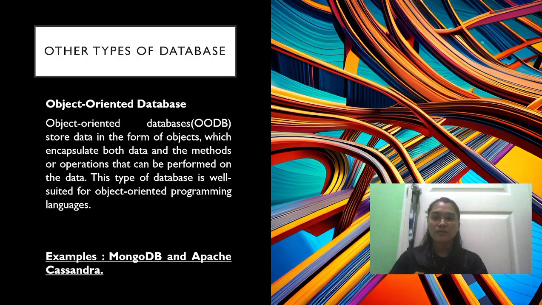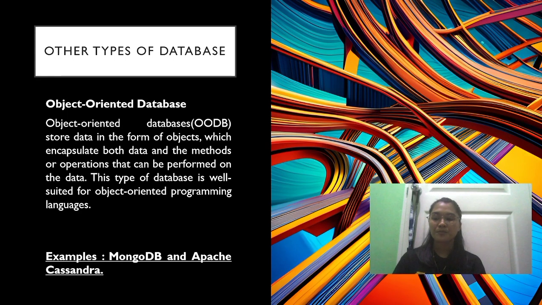There are other types of databases. Number one is the object-oriented database. Object-oriented databases store data in the form of objects, which encapsulate both data and methods or operations that can be performed on the data. This type of database is well suited for object-oriented programming languages. Examples of this are MongoDB and Apache Cassandra.